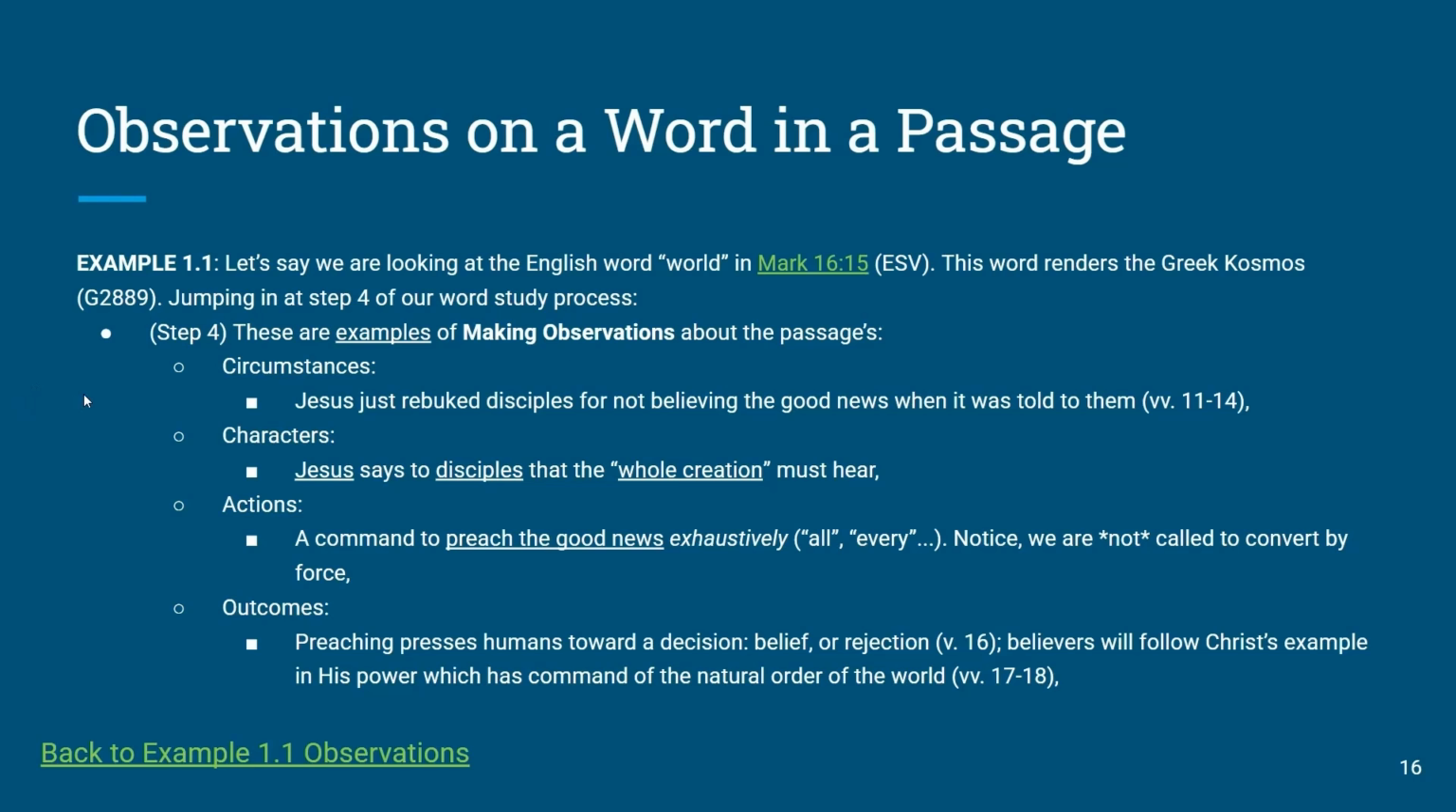First, for circumstances. If we look in verses 11 through 14, we can see in this passage that Jesus just rebuked disciples for not believing the good news when it was told to them. This good news, I guess we have to define for ourselves. Let's remind ourselves that Jesus just rose from the dead earlier in this chapter, and he has been appearing to small groups of people, to his disciples.